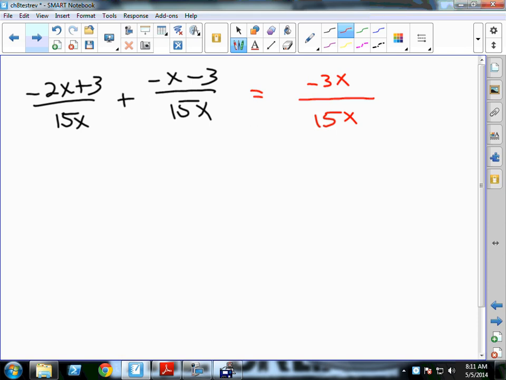Now the directions will say add and simplify, so can we reduce anything here? Oh yeah. The x's cancel each other out, and then the 3 and the 15 are both divisible by 3. The 3 turns into a 1, and the 15 turns into a 5, so we end up with -1 over 5 as our final answer there. Okay, so -3x over 15x is an intermediate answer, but it does reduce to -1/5.